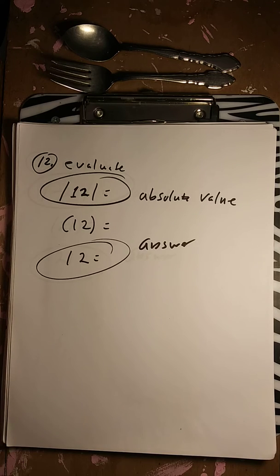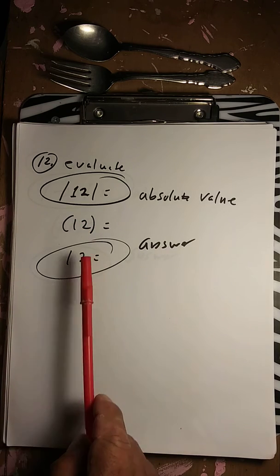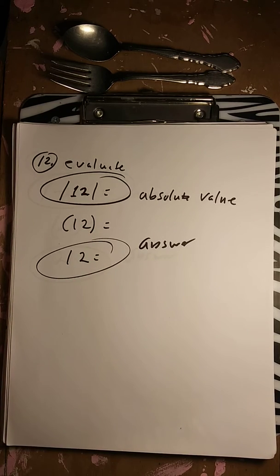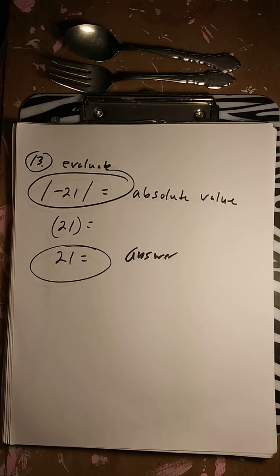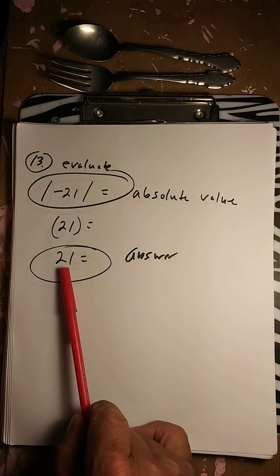Evaluate this. The absolute value of 12 is a positive 12. Or just take the parentheses off, it's just 12. Absolute value of 12 is just 12. The absolute value of negative 21 is a positive 21. Take out parentheses, it's just 21.